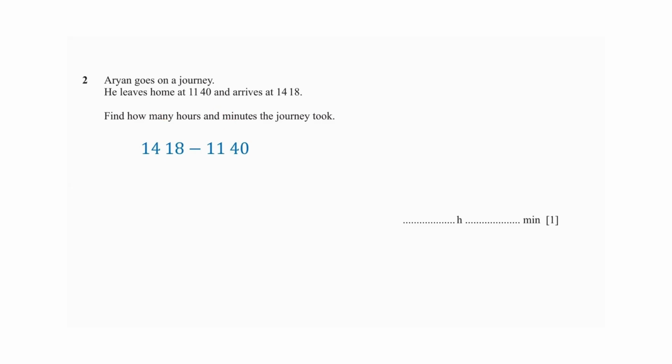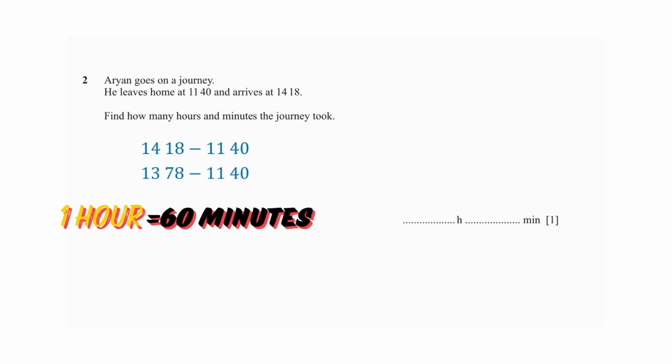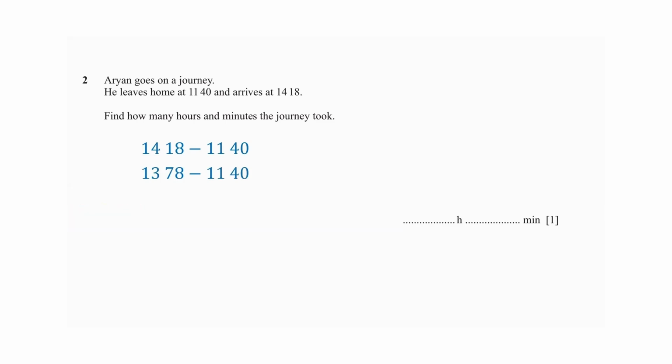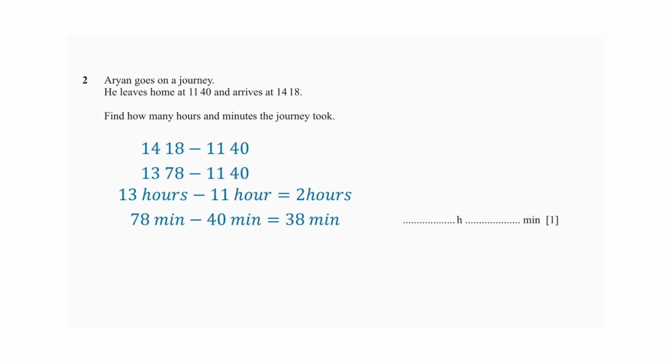So, let's borrow 1 hour from 14 hours and add this to 18. That gives us 78 minutes. Remember, 1 hour is equivalent to 60 minutes. Hence 60 plus 18 is equal to 78. Now, we have 13:78 minus 11:40. This gives us 2 hours 38 minutes. We now write this on the answer space provided. Hope this explanation is clear.